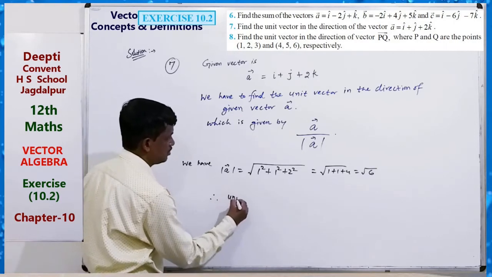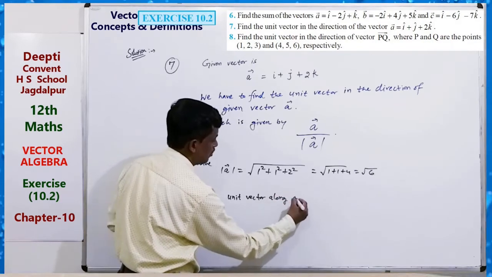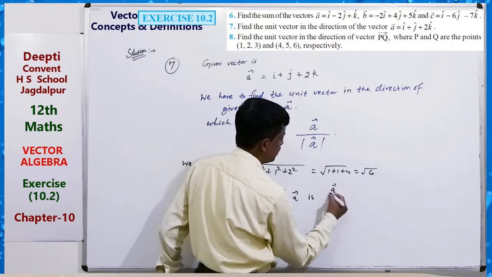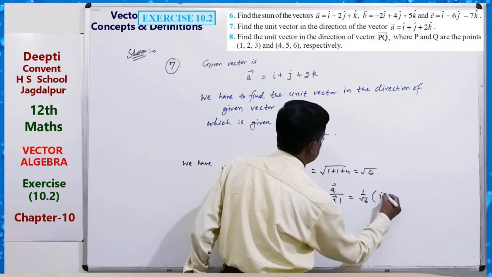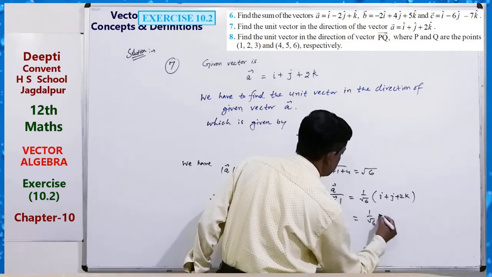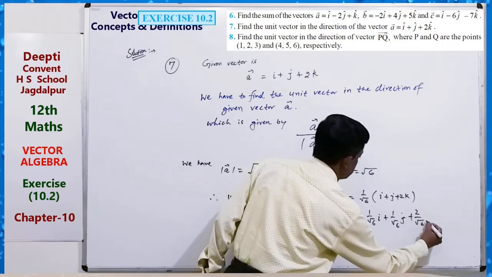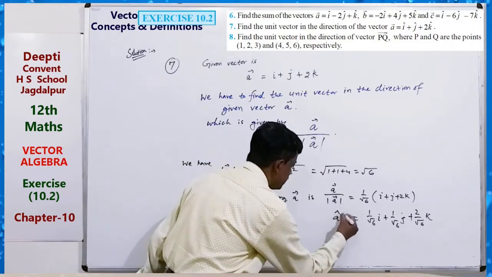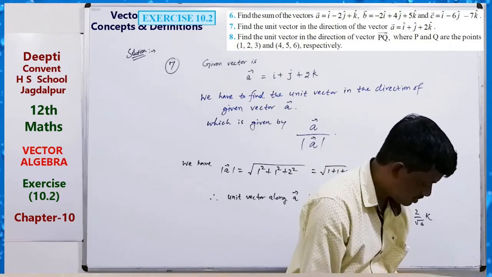Therefore, the unit vector along A is A upon modulus A, equals 1 upon root 6 times i plus j plus 2k, equals 1 upon root 6 i, 1 upon root 6 j, 2 upon root 6 k. So this is the unit vector, and it is also denoted by A cap. Clear? So this is question 7.